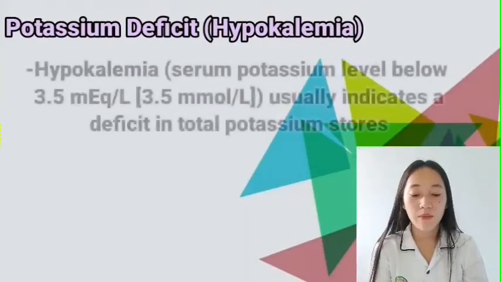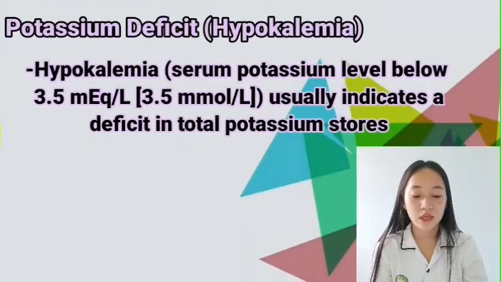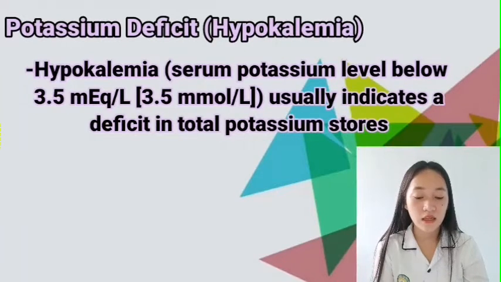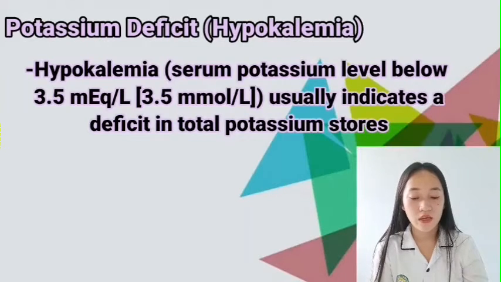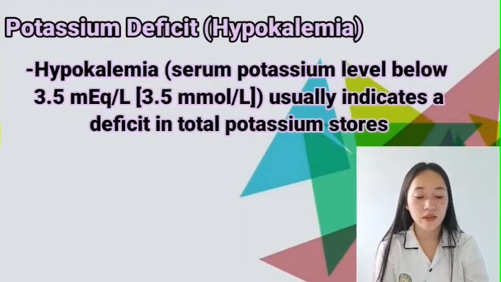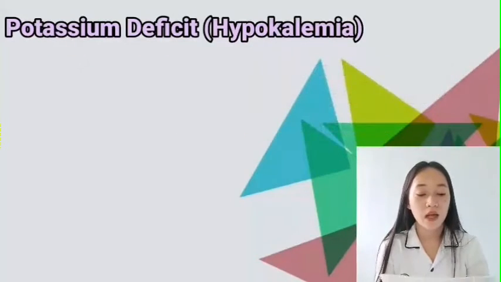Then, number 6 is the potassium deficit, hypokalemia. A serum potassium level below 3.5 mEq/L usually indicates a deficit in total potassium stores. Hypokalemia is an electrolyte imbalance characterized by low serum potassium concentration. The normal range is 3.5 to 5.0 mEq/L. Severe and life-threatening hypokalemia is defined when potassium levels are less than 2.5 mEq/L.